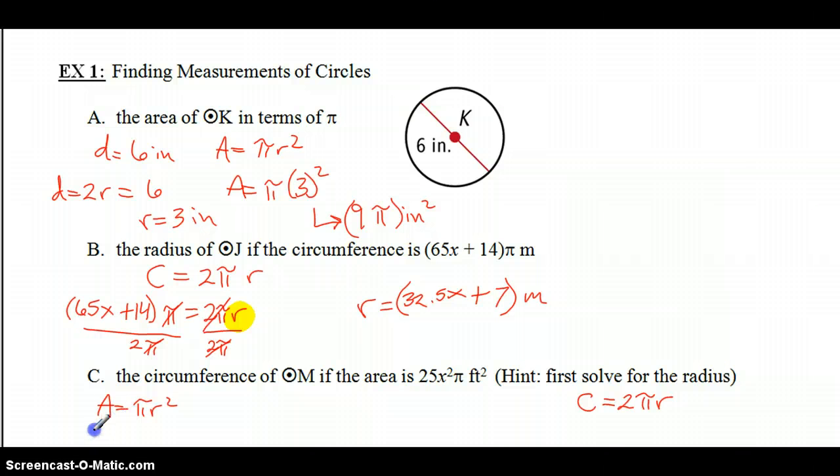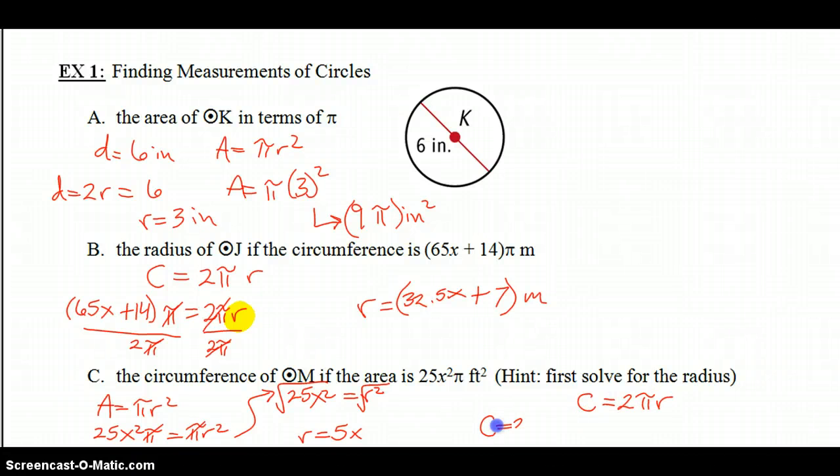So we're going to replace A with 25x squared pi and say that that equals pi r squared. The first thing I would do is divide both sides by pi. You'll notice that cancels them on both sides. Come up here where I've got more room. So we have that 25x squared equals r squared. In order to solve this equation, we need to take the square root of both sides. When we take the square root of both sides, we see that the radius equals the square root of 25, which is 5, and the square root of x squared is x. So that's our radius. Now we can plug that in to find our circumference.